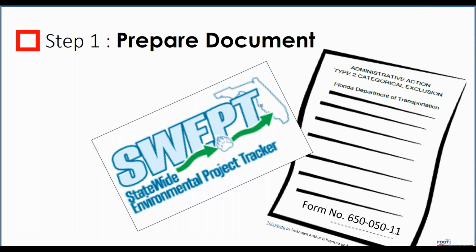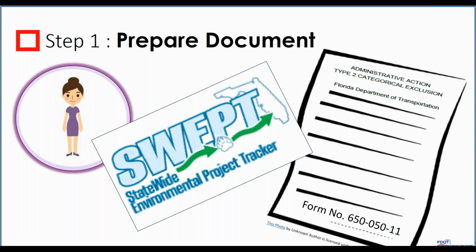So step 1 to getting your document approved is to prepare your document. This is where your project editors are going to come in. They're going to be pulling information from technical reports, the environmental screening tool, the PD&E manual, and any information from agency coordination, and they're going to actually build an environmental document.